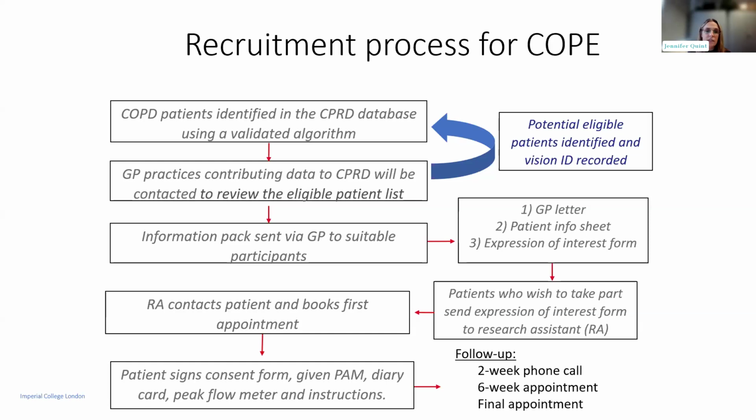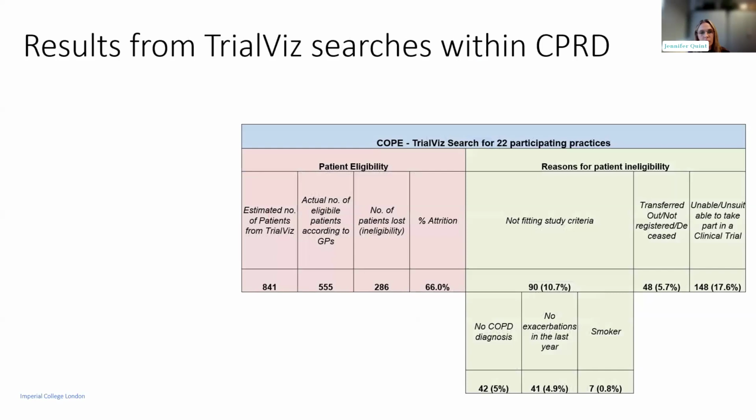They then contacted practices who were contributing data to CPRD to review the eligible patient list that we had come up with, because there were certain exclusions that we couldn't quite look for. So somebody's caring for somebody, for example, and it might not be appropriate to invite them. The GPs were sent information packs, which they then sent to all participants, and then the participants, if they filled in the expression of interest and sent that back to the research assistant, were contacted and booked in for their first appointment. At that point, they'd sign the consent form, they were given the activity monitor, the exposure monitor, and a daily diary card and peak flow, and then were followed up at various different time points.